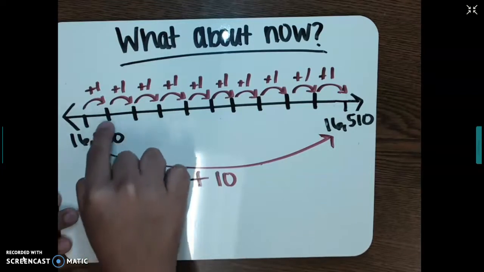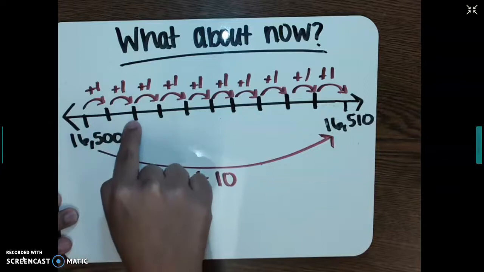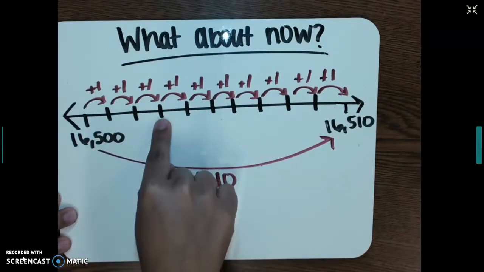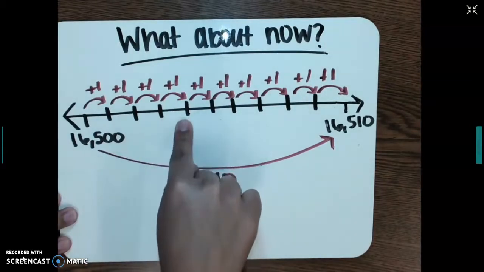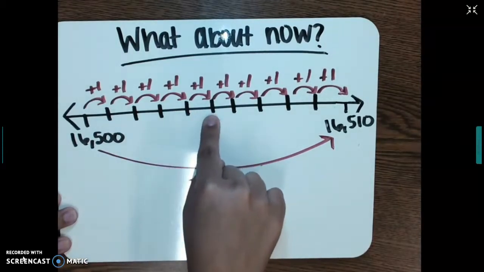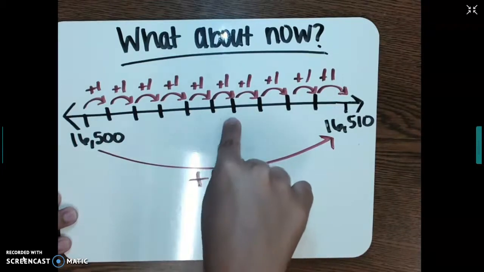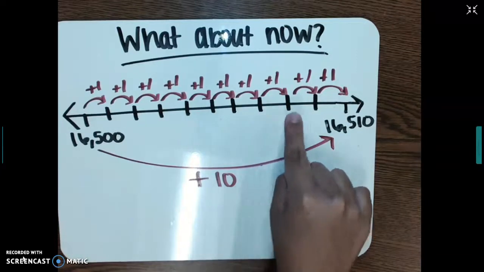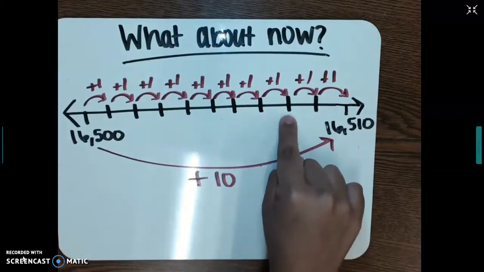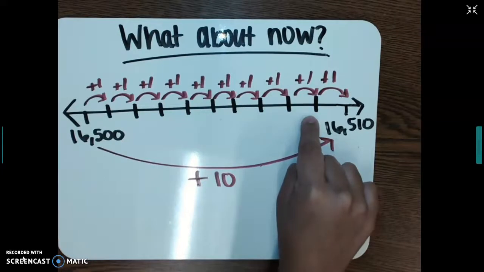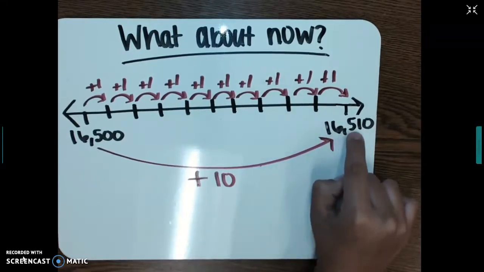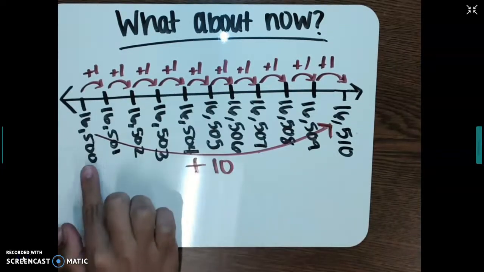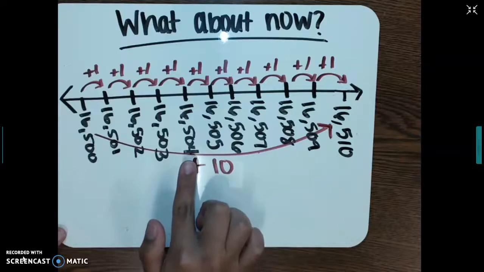16,500, 16,501, 16,502, 16,503, 16,504, 16,505, 16,506, 16,507, 16,508, 16,509, 16,510. So here I have each number written out in standard form.